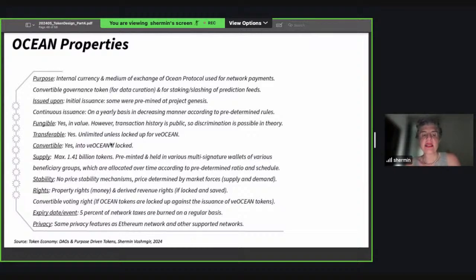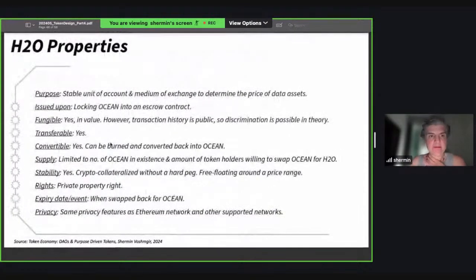There is an expiry event because 5% of the network taxes collected in Ocean are burned on a regular basis. This is to decrease the supply. These tokens are burned, therefore expire. Privacy is the same.